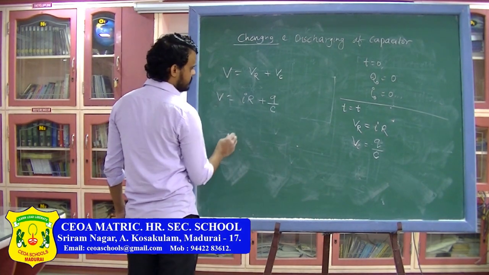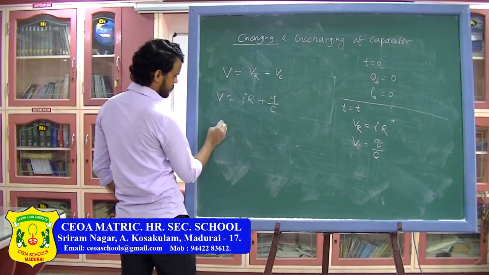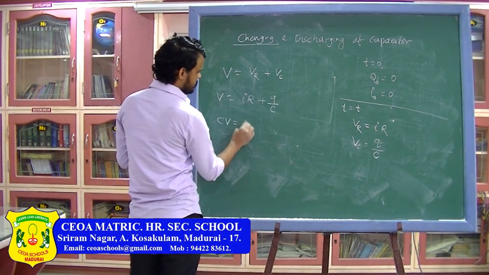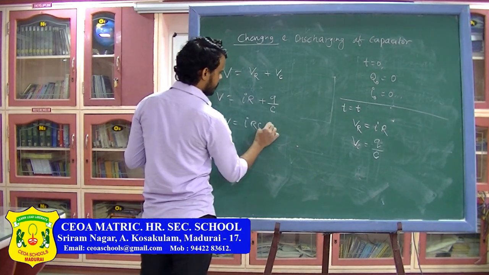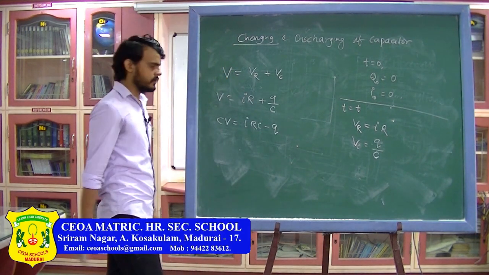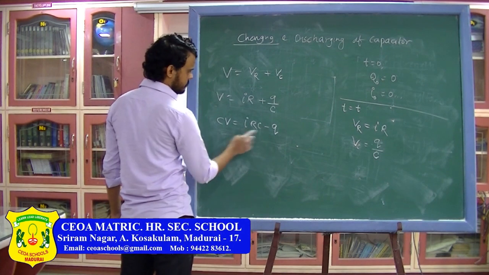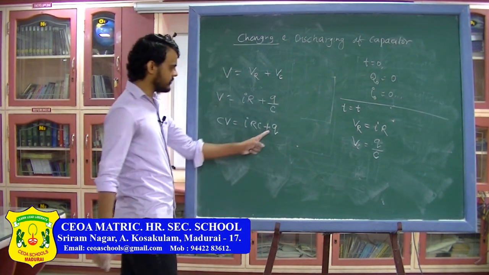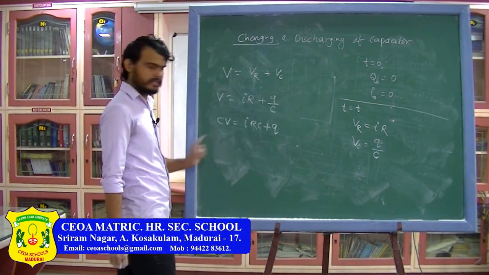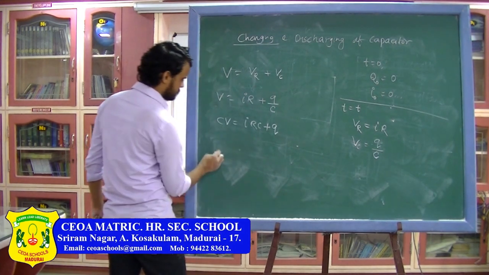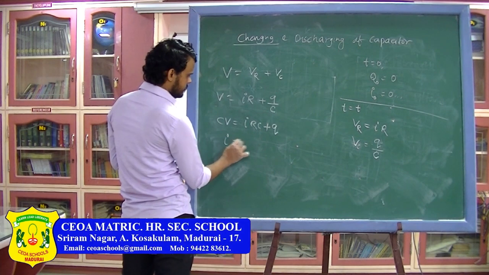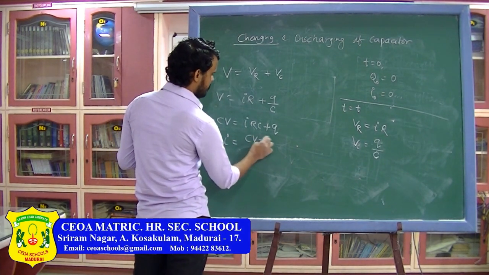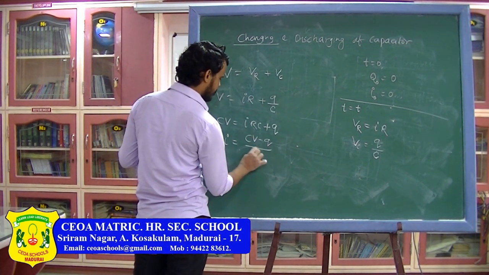Now, from this I can multiply by C, so this will become CV equals IRC plus Q. This Q comes to the other side as minus Q, and RC will go in the denominator, so I can write this as I equals (CV minus Q) divided by RC.